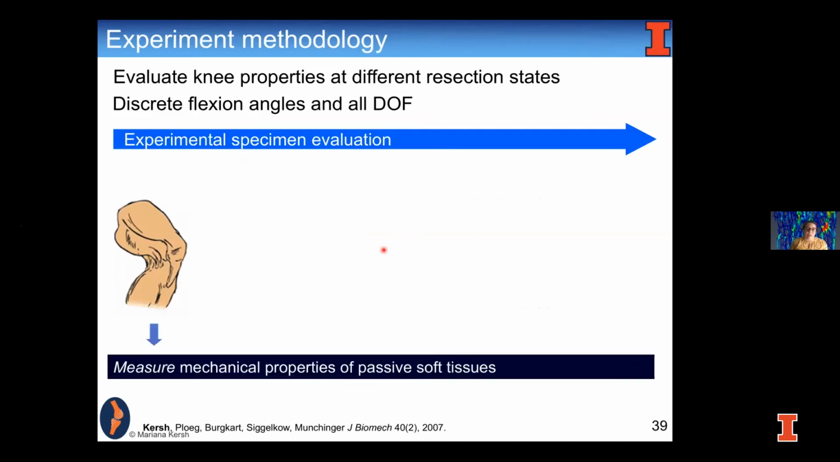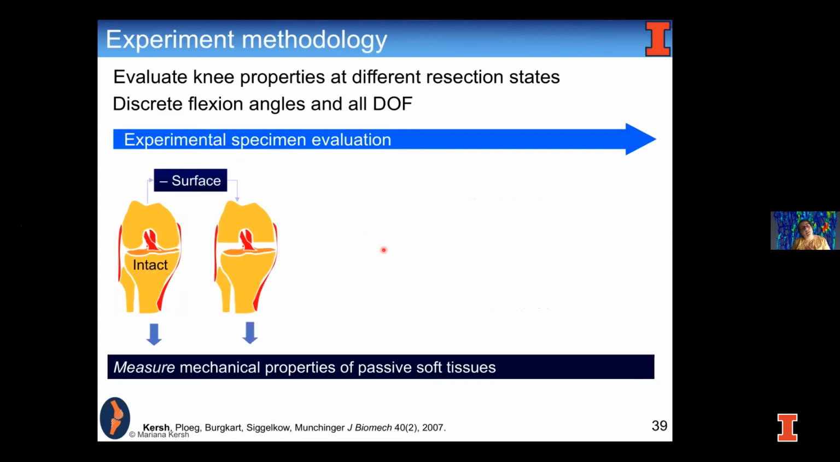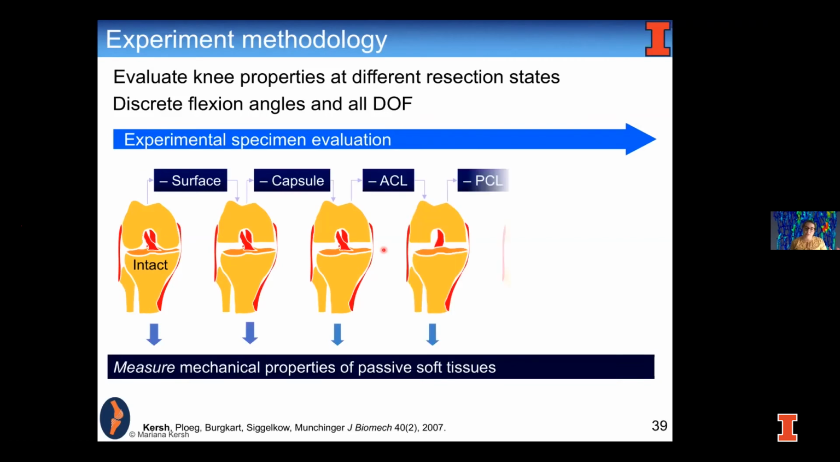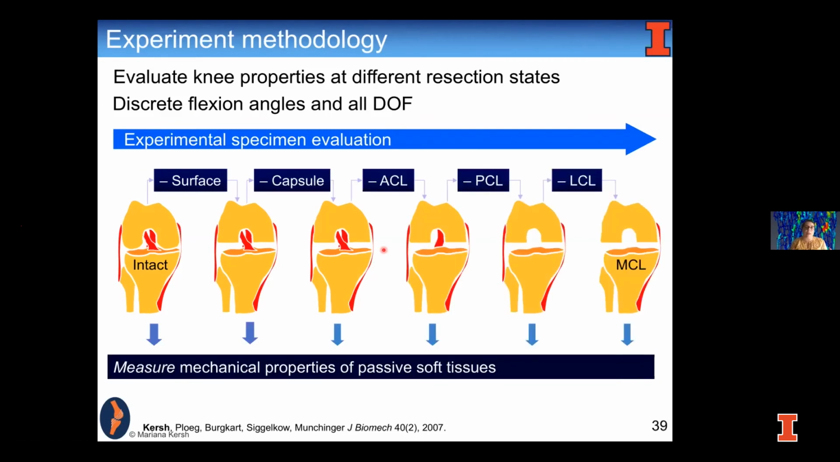So if we have an intact cadaver, for example, we can measure their mechanical properties, remove skin and muscle, and then sequentially understand the contribution of each of the different structures within the knee to evaluate not only their mechanical properties individually, but also how they aggregate together to provide stability and function for the knee joint.